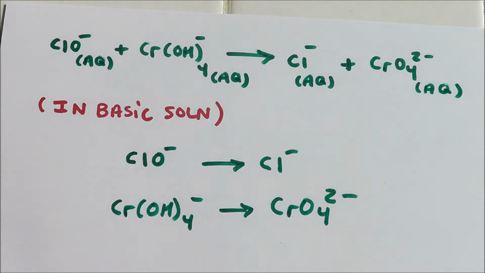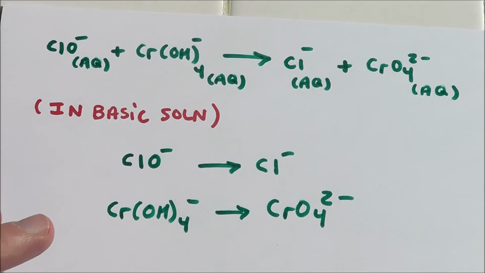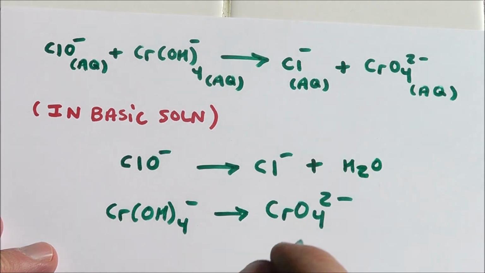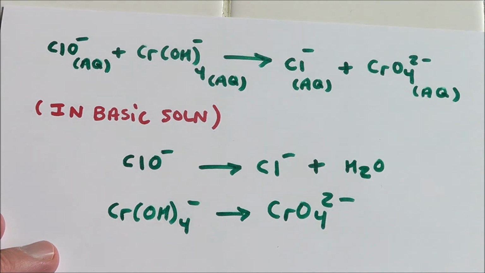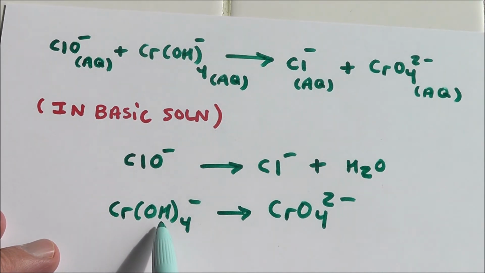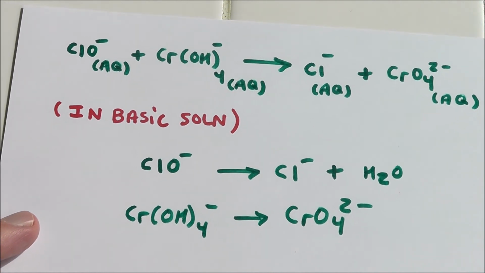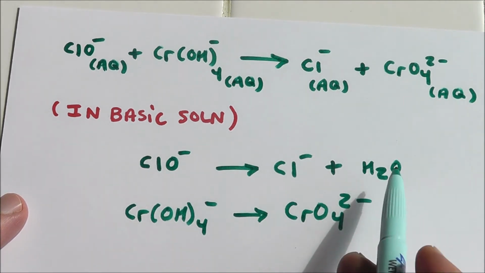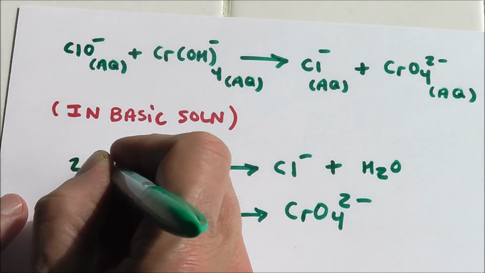So the next step is to balance oxygen with water molecules. So I'm going to go ahead up here and put a water molecule there. Down here, I got nothing. I don't have to do anything because there's 4 oxygens on the left and 4 oxygens on the right. Next step, balance H with H plus ions. So I've got no H's and 2 H's. So I'm going to put 2H+.